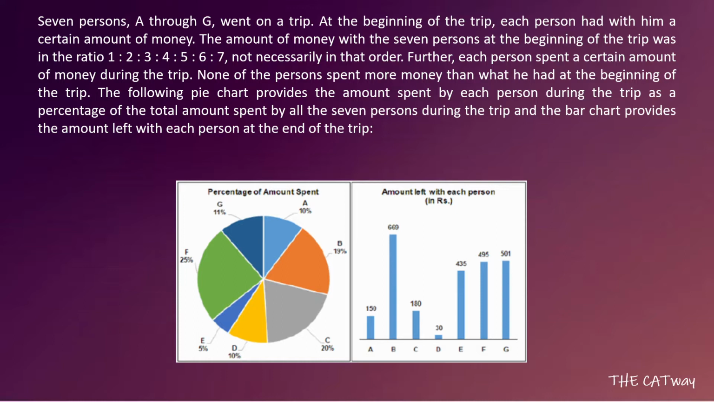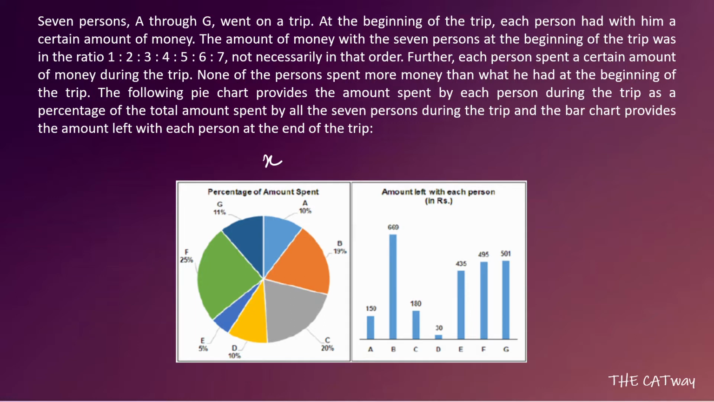None of the persons spent more money than what they had at the beginning of the trip. The following pie chart provides the amount spent by each person during the trip as a percentage of total amount spent by all the 7 persons during the trip, and the bar chart provides the amount left with the person at the end of the trip. So now we have been given the percentage amount spent by all of them. We do not know the exact value, so what we can say is that let the total amount spent by all the persons be x.